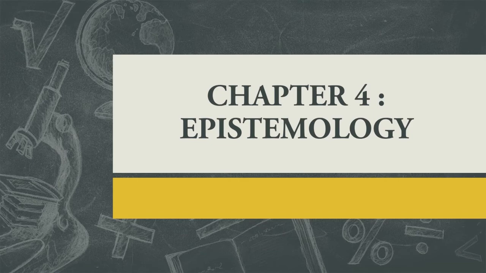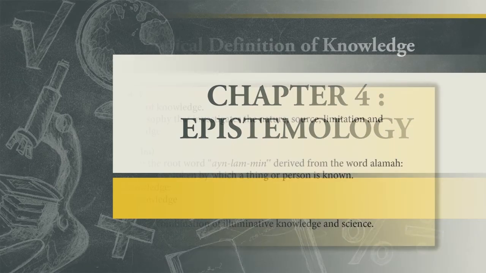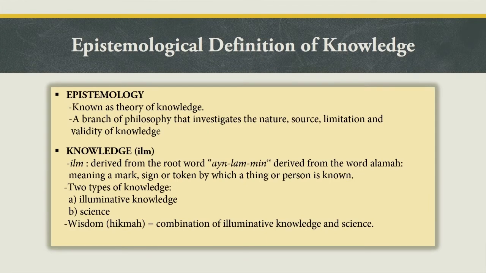Chapter 4: Epistemology. The epistemological definition of knowledge. Epistemology is known as the theory of knowledge. It investigates the nature, source, limitation, and validity of knowledge. Knowledge, or ilmu, is derived from the root word alamah, meaning a mark, sign, or token by which a thing or person is known.